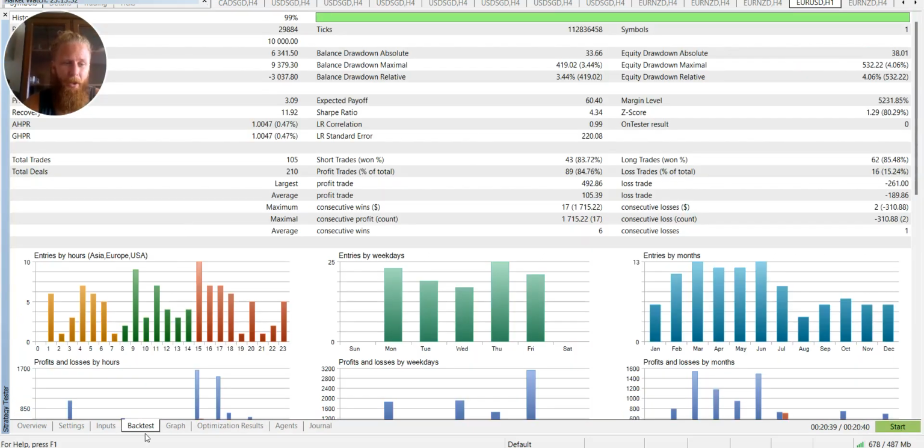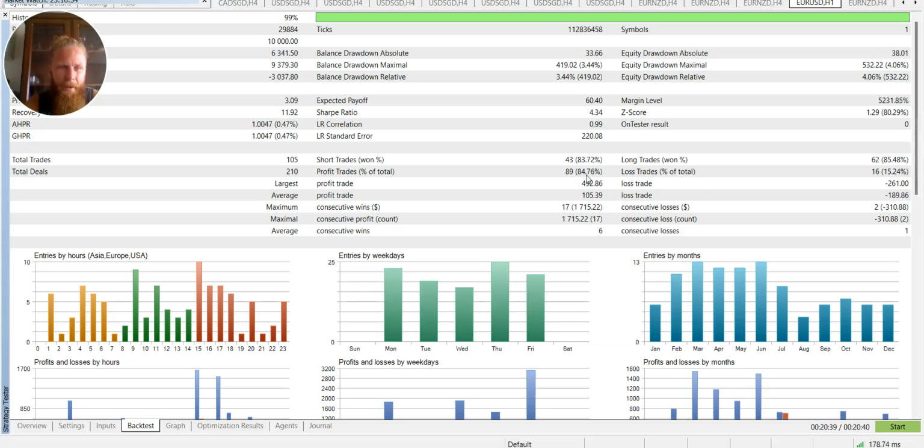As you can see, the test is done, and it was done with real ticks and every tick. The statistics are showing what I wanted to tell you. For example, the drawdown was only like 3.5%, while the average profit trade was, look at this ratio, not even 2 to 1 in risk to reward, while the win rate was more than 80%.